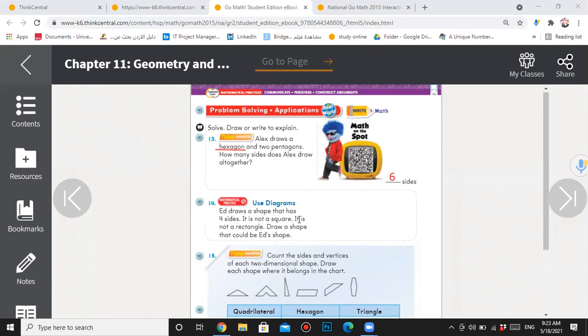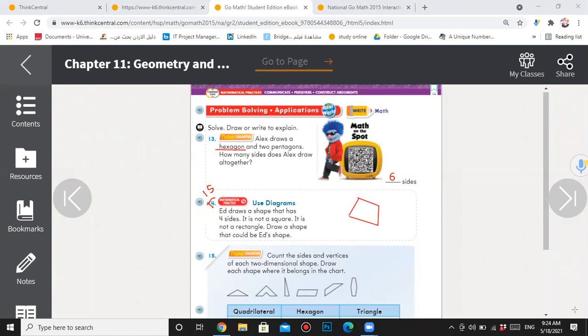Only 6, that's it. Okay, so number 14, it is homework. Question number 14, homework. You should do it by your own. Number 15, this is number 15, guys, in your book. Ed draws a shape that has 4 sides. It's not a square. It's not a rectangle. Draw a shape that could be its shape. You can draw anything, but not a square or rectangle, but it has 4 sides. For example, 1, 2, 3, 4. It's up to you. Okay, anything. And question number 16 is homework.